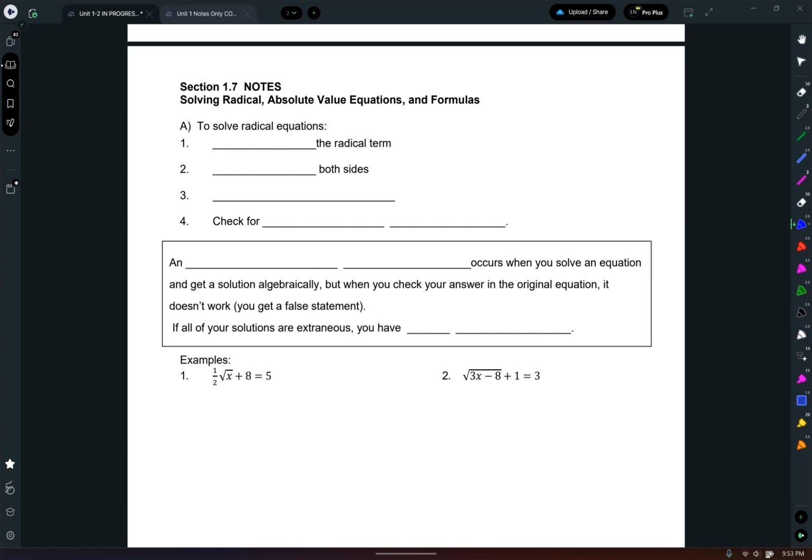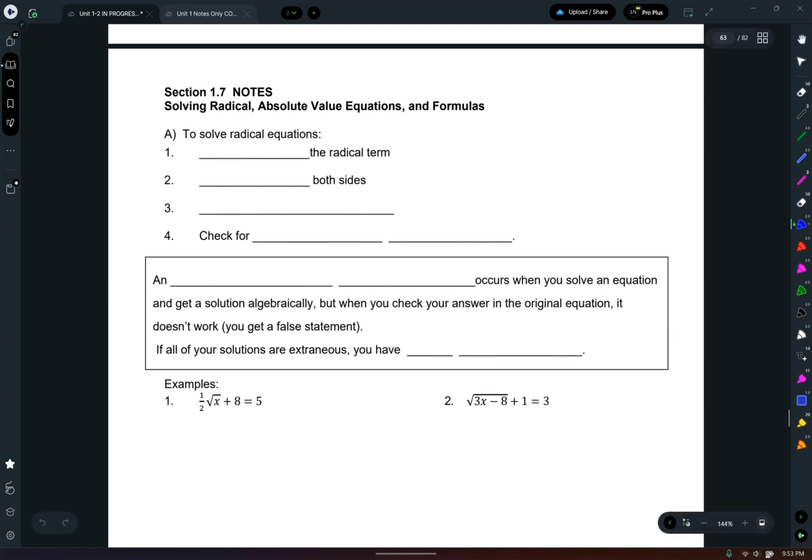Okay, so to solve radical equations, remember radical means square root equations. The first step is to isolate the radical term, meaning get the square root by itself. Once you get the square root by itself, then you can square both sides. Once you square both sides, you no longer have any square roots, so you can finish solving the equation for x or whatever the variable happens to be.